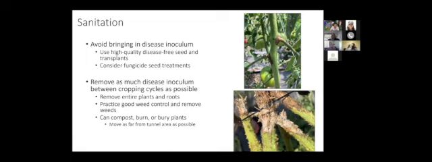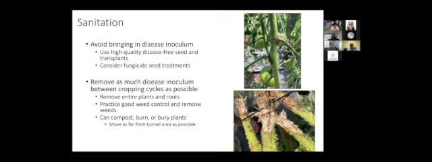Remove as much disease inoculum between cropping cycles as possible. So you want to remove entire plants and roots. I know that this is really an issue when you start thinking about organic matter and healthy soil, but a lot of these diseases are feeding on the roots of your plants. And so I have a picture there of southern blight.